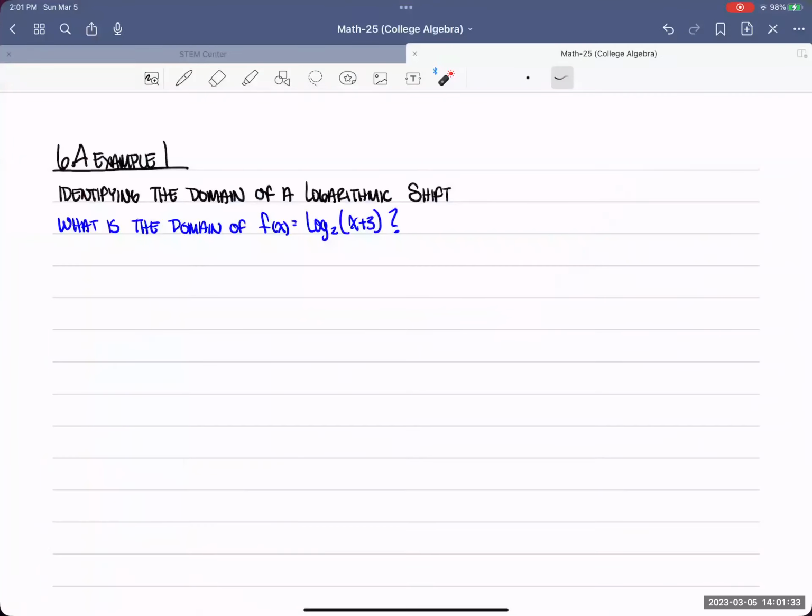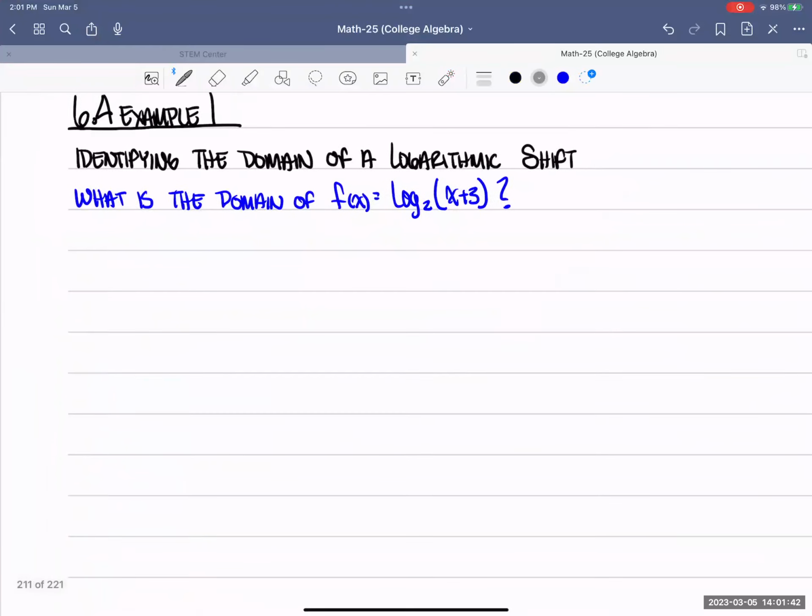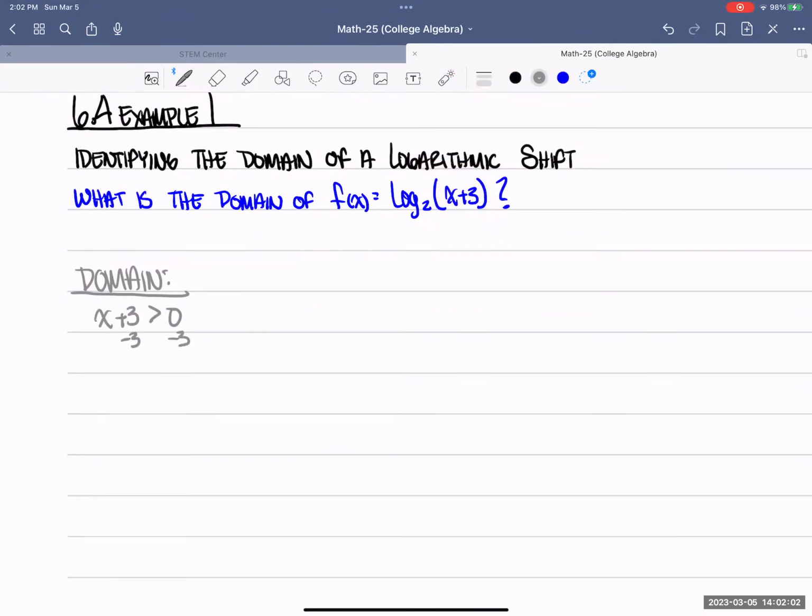So let's keep that in mind when looking at the domain of a logarithmic function. Whatever we have in here has to be greater than 0, so let's just work on that part. For the domain, anything on the inside of this has to be greater than 0. So x plus 3 must be greater than 0. Subtract 3 from both sides, and we have x is greater than negative 3.